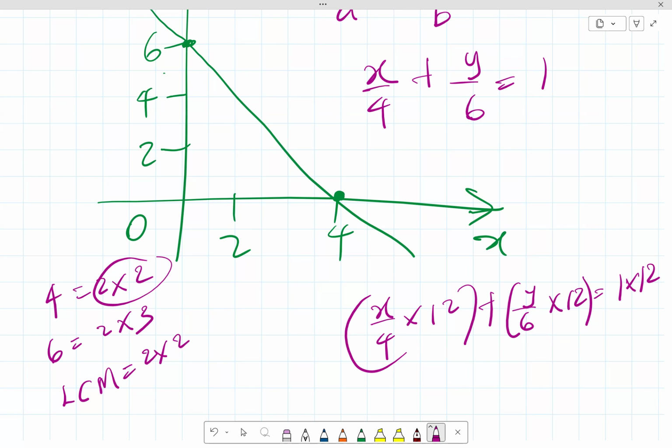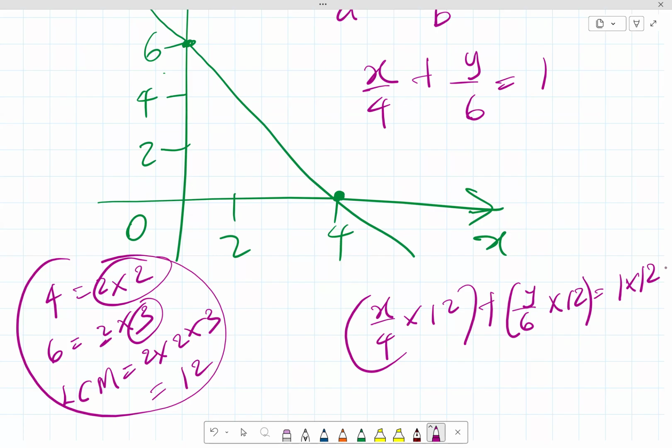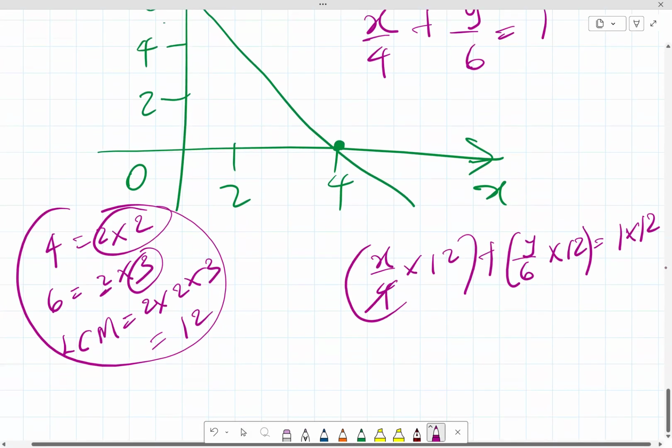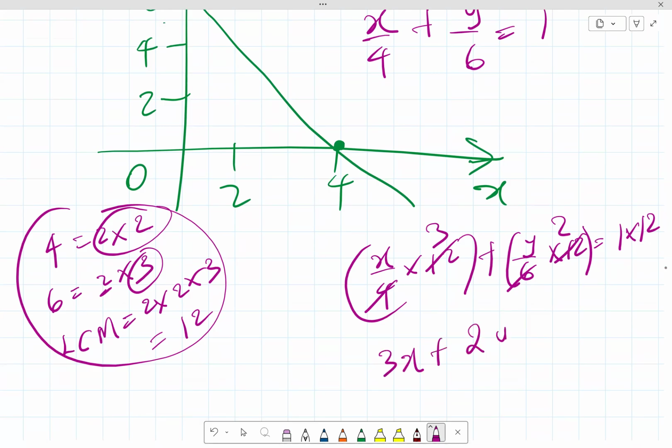That's 2 times 2. And because this is only 1 to 2, two twos will take care of this. Then this only 3. You have 2 times 2 times 3, which is now 12. That's how to find the LCM. That's how we did this. So 4 here is 1, 4 here is 3, 6 here is 1, 6 here is 2. So you have 3 times x, 3x, 2 times y is 2y, and that is equal to 12. So this is the equation of that line.